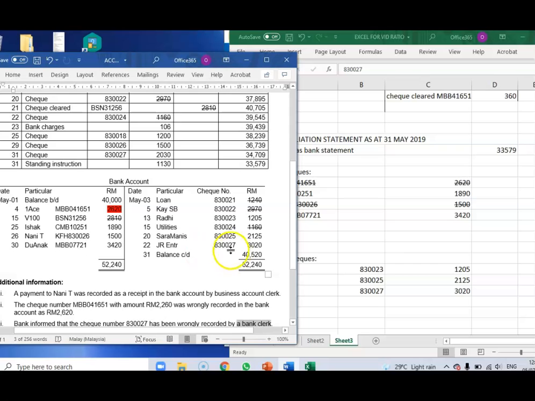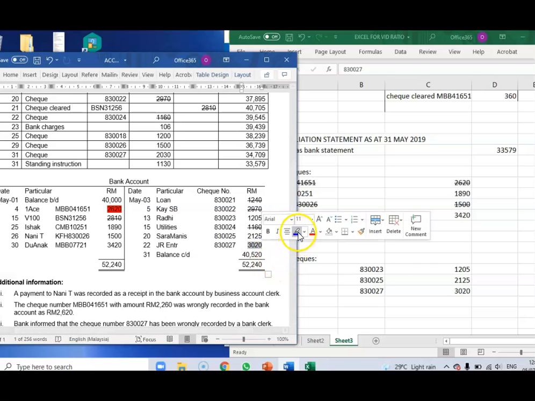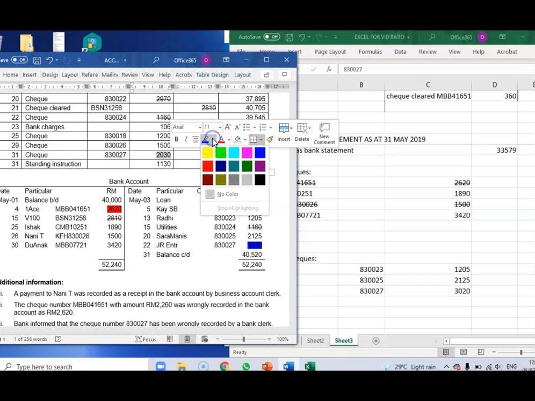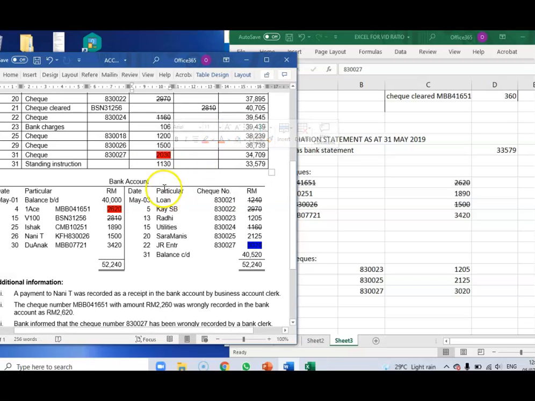It says here the bank account is the correct amount, so we colored them in blue. So 8307 in the bank statement, we colored in red, right? Red is wrong, blue is correct. Okay, look at the red one.